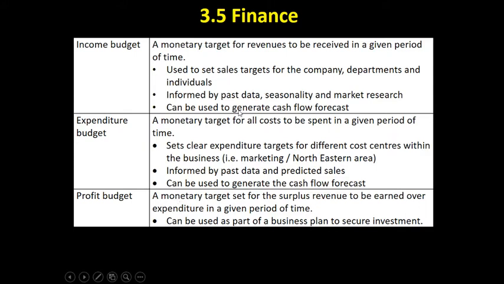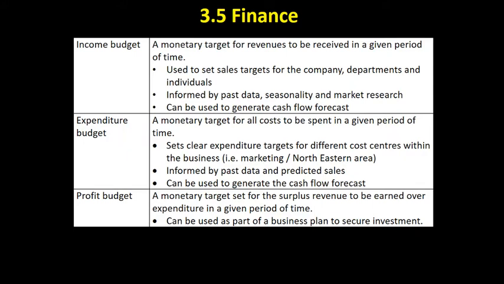The information in the income budget would probably be used to help generate the cash flow forecast. Look, what months are we looking to sell most in? If we've got a seasonal product, how many are we going to sell in December versus how many are we going to sell in June, and how are we going to manage that discrepancy in income as it comes in?